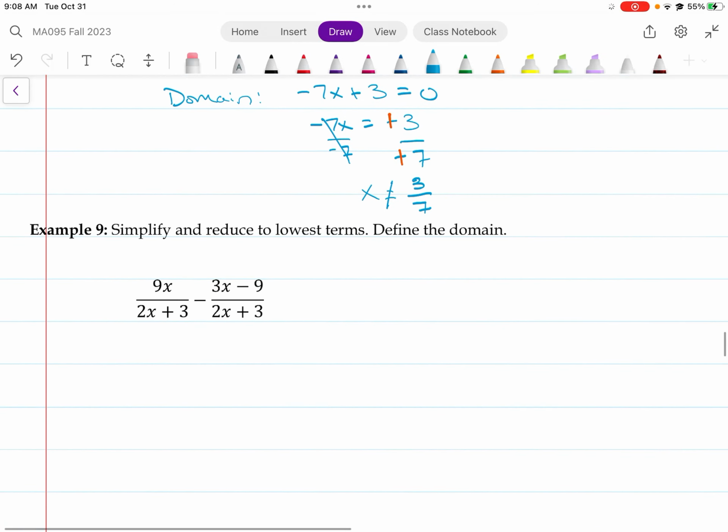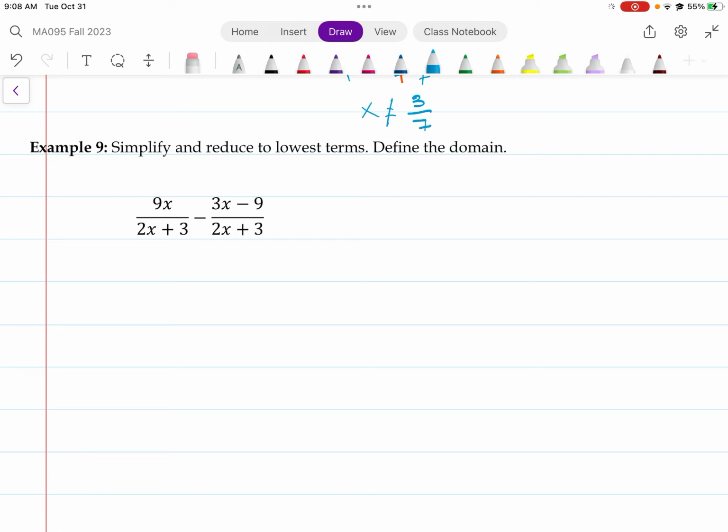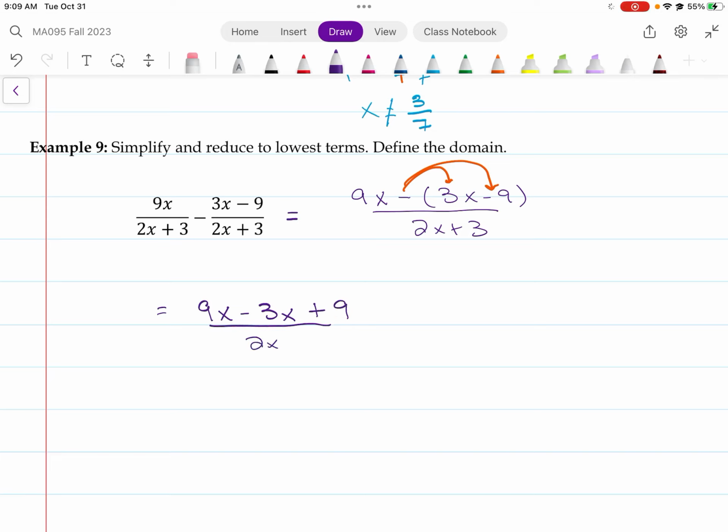All right, so simplify this one and reduce to lowest terms, and then define the domain. All right, so the denominator is the same on both of these. So we've got 9x minus, don't forget to put parentheses so you remember to distribute that, and then over 2x plus 3. All right, so we've got 9x minus 3x, and then remember you've got to distribute this to both of these, so we get plus 9 over 2x plus 3. So we get 6x plus 9 over 2x plus 3.